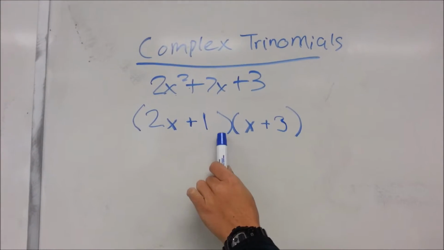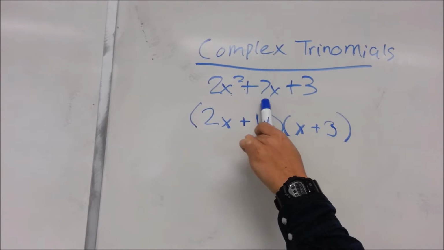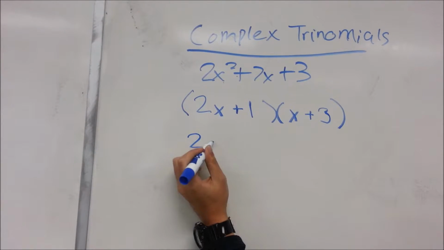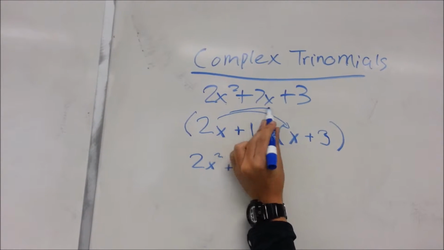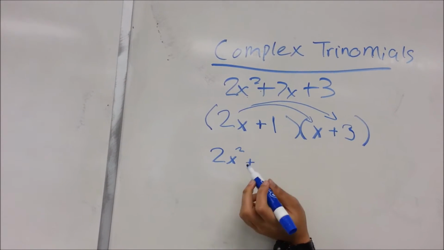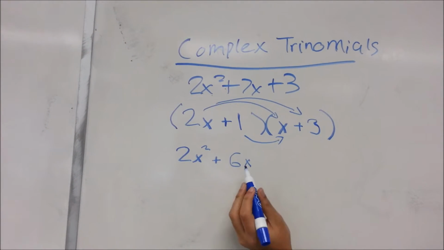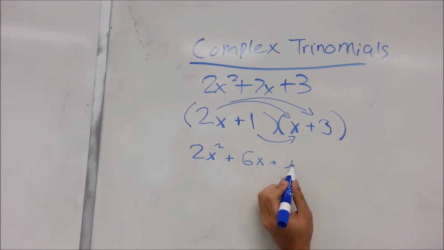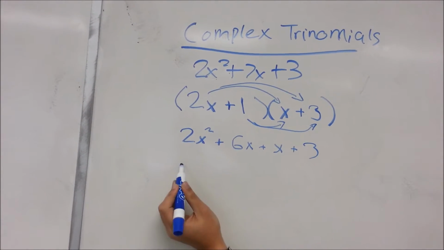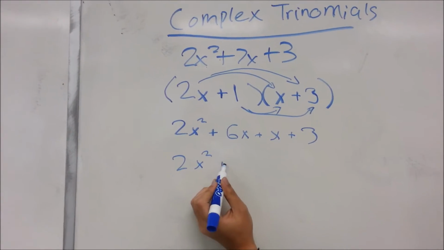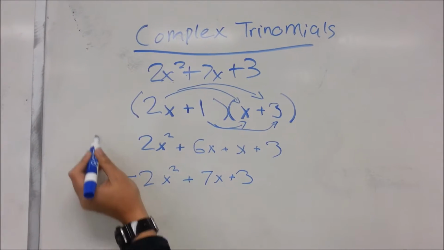Now, here's your expression. But in order for this to be correct, you've got to check it over and see if it matches what you started off with. So 2x squared, plus 2x times 3, which is 6x, plus 1 times x, which is x, and then 1 times 3, which is 3. Then you collect like terms, and you get 2x squared plus 7x plus 3, which is what you started off with.